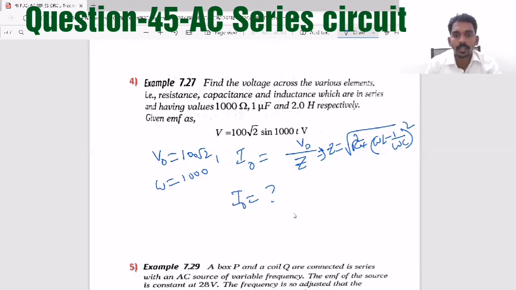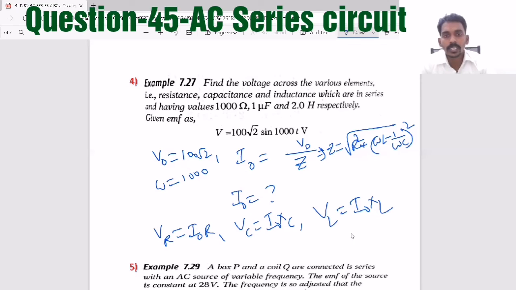Then after getting the I naught value, the voltage across resistance is I naught R, voltage across capacitance is I naught XC, and voltage across inductor is I naught XL. So these many calculations are included here. Practice these calculations twice and thrice. How perfectly and how fast you can do the calculation is better for your performance, and it helps you in saving time in the examination hall. So these kinds of calculations you have to do twice and thrice always. Please try to do the calculation.